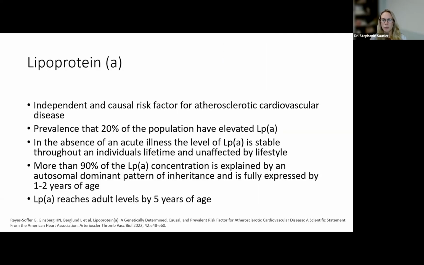So as we know, lipoprotein A is an independent and causal risk factor for atherosclerotic cardiovascular disease. The prevalence is 20% of the population; it has an elevated Lp(a). In the absence of an acute illness, the level of Lp(a) is stable throughout an individual's lifetime and is really unaffected by lifestyle modifications. More than 90% of Lp(a) concentration is explained by an autosomal dominant pattern of inheritance and is fully expressed by 1 to 2 years of age, which is shocking to me and probably to many of you. Lipoprotein A reaches adult levels by the age of 5.